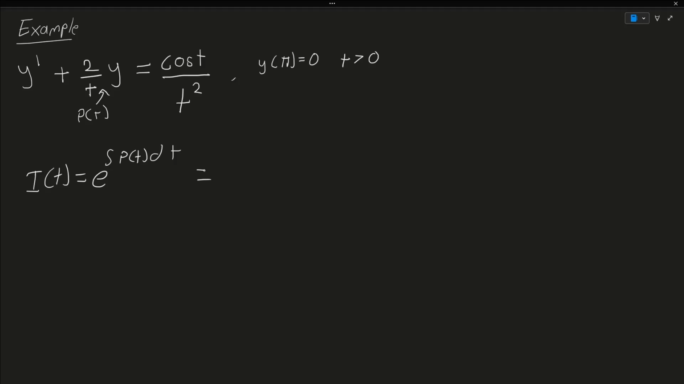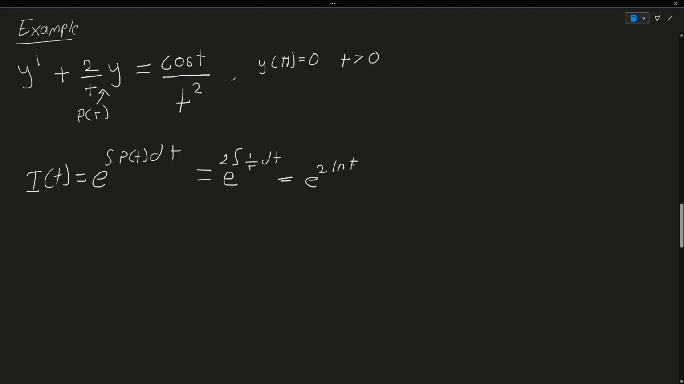So the integrating factor then will become e to the integral of 2 over t dt. Well, I can move that 2 outside of the integral, so I would have the integral of 1 over t dt, and then this would give me e to the 2 ln of t. And now that this is the integrating factor, well, before we move on, I want to show you something.